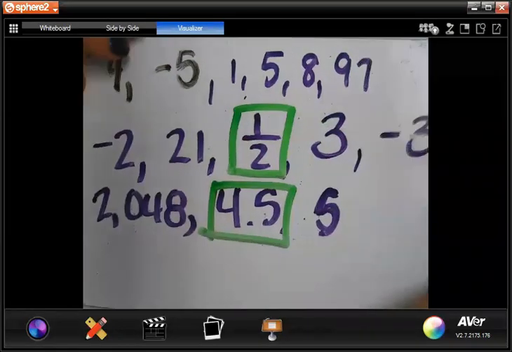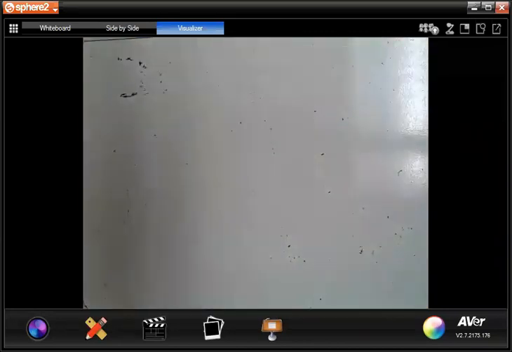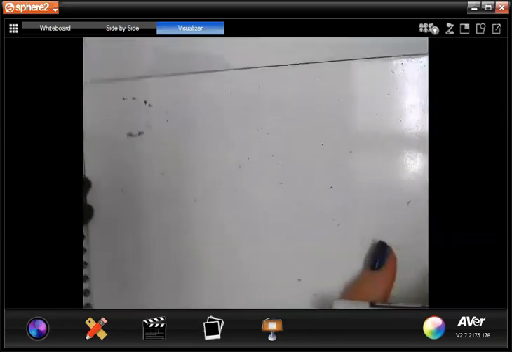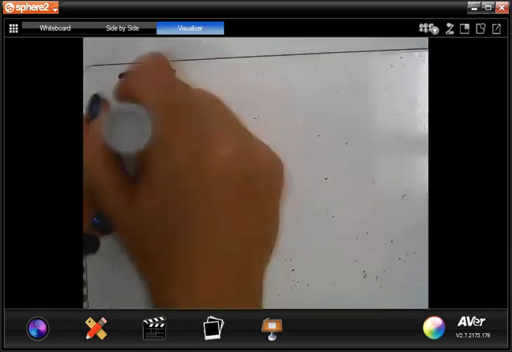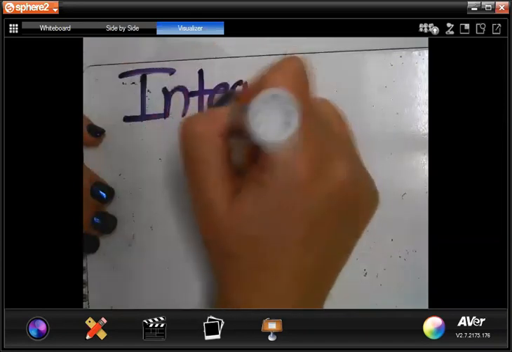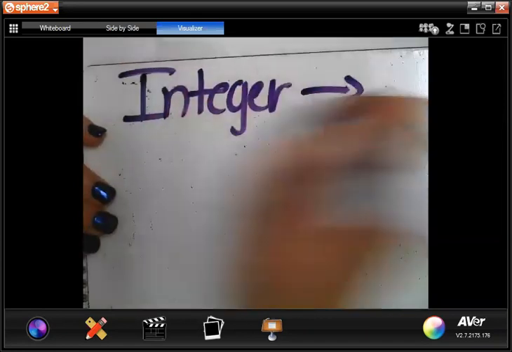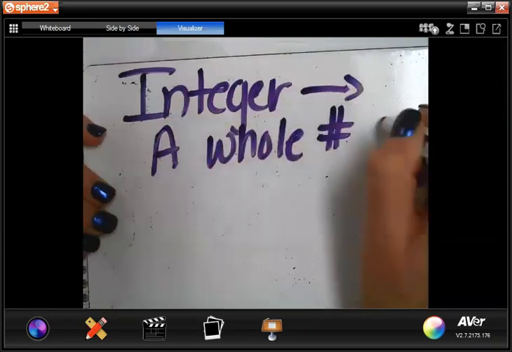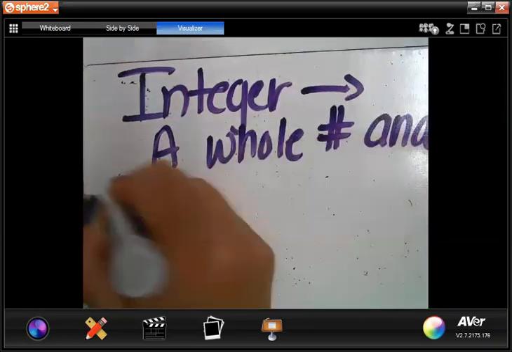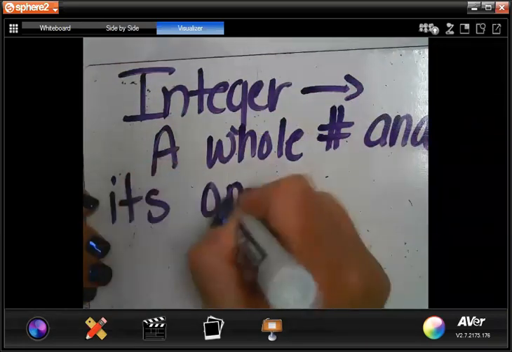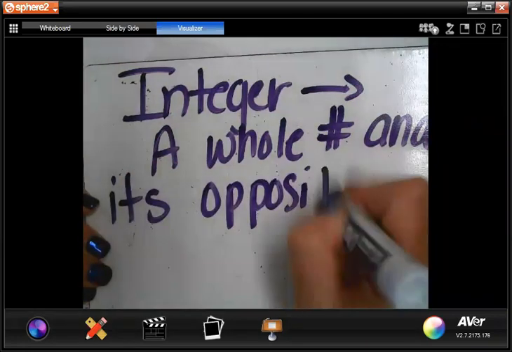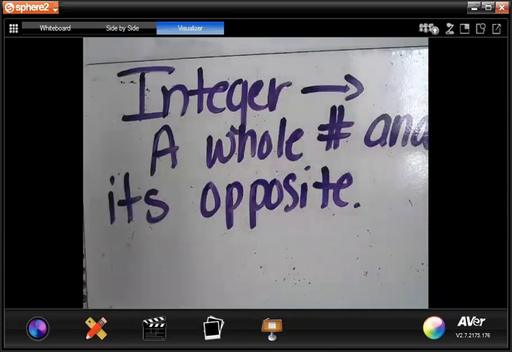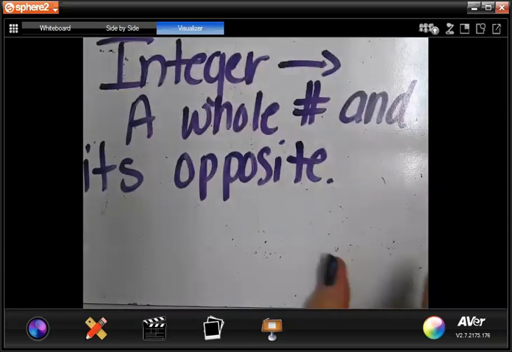Because guess what? Here is the definition of an integer. An integer is a whole number and its opposite. That is what an integer is. It's a whole number and its opposite.